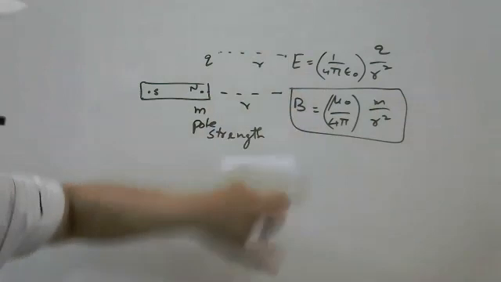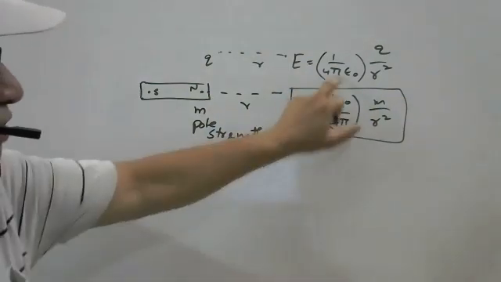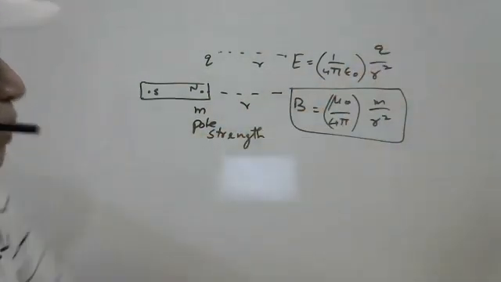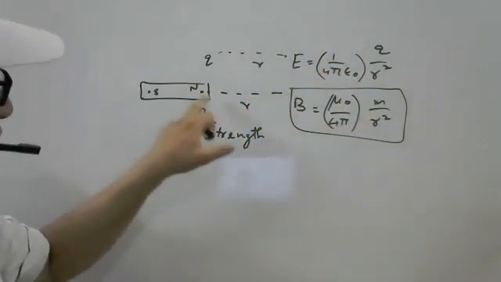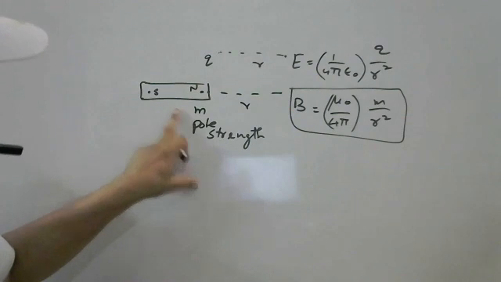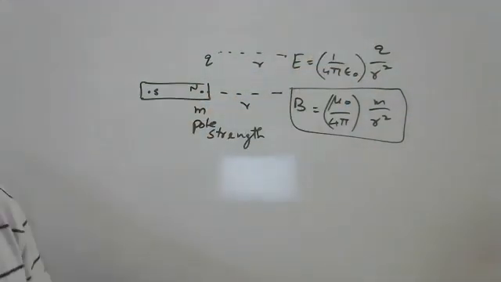Similarly here, this is the electrical field, this is the magnetic field, this is a constant, this is a constant, distance and q. In other words, you can say the pole strength is equivalent to the charge in the electrical field.